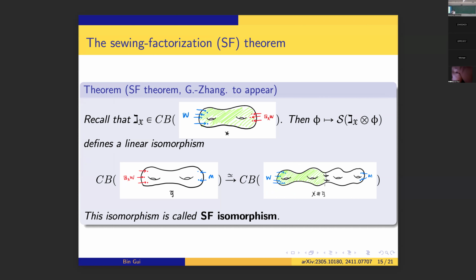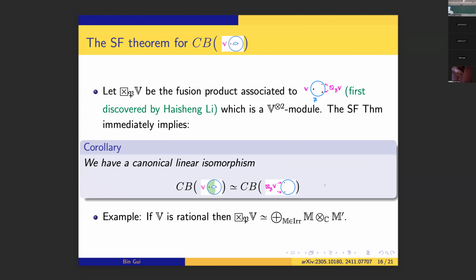Okay. So you see this corollary, right? And this is a special case of the Thorne factorization theorem. This is the genus one torus, and the Thorne factorization theorem shows you that you can replace this whole green part with the fusion product of V along this Riemann surface with one input point and two outgoing points. Okay, so you see that this dual fusion product is a V tensor V module.